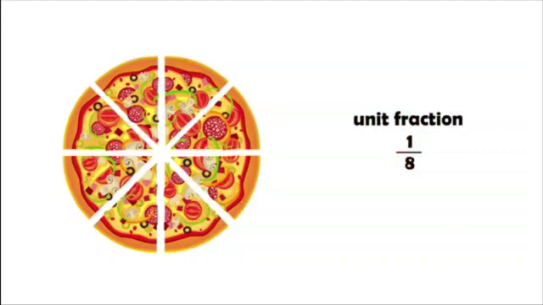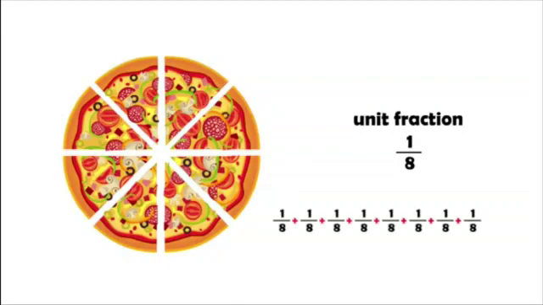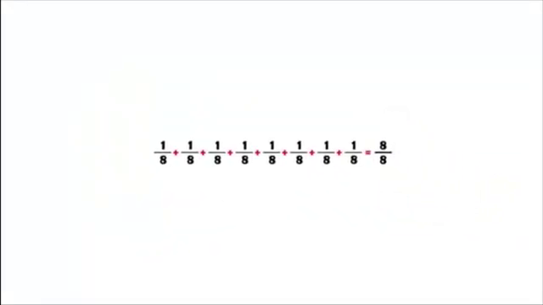To find out how many unit fractions we have in the machine, we can count all the slices. This is 1, 2, 3, 4, 5, 6, 7, and 8 slices. We can write down the unit fractions as we are counting. We have 8 1/8, or 8/8, which is our whole. All fractions are made up of unit fractions. We can break down any fraction to its unit fractions.